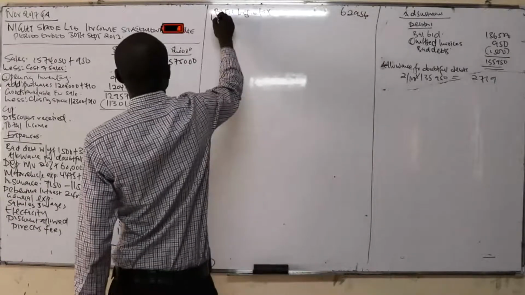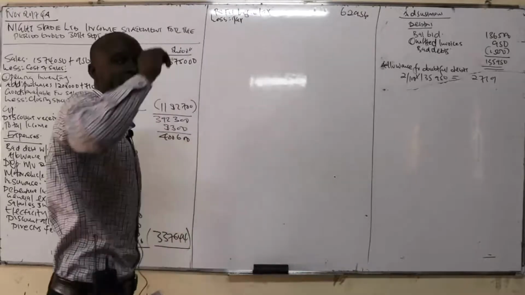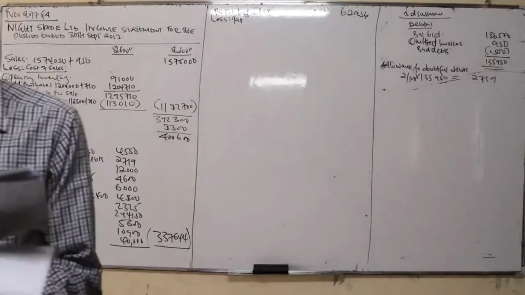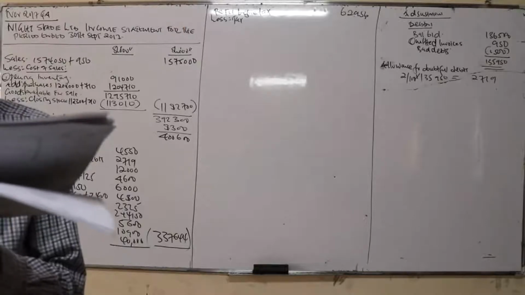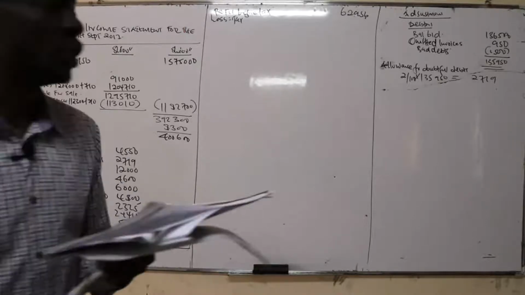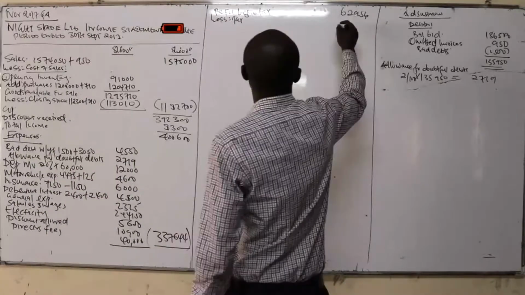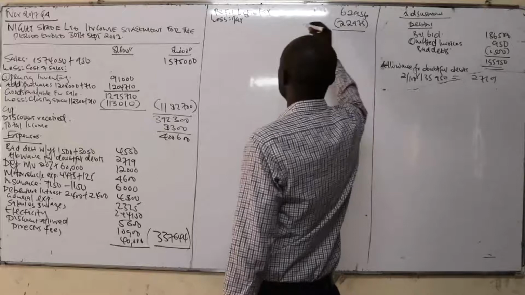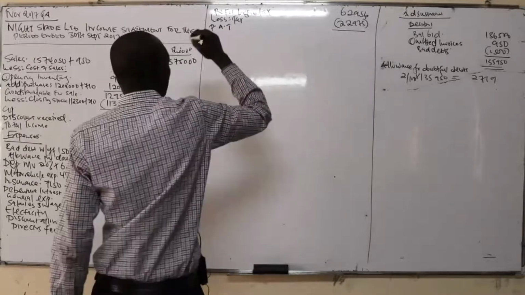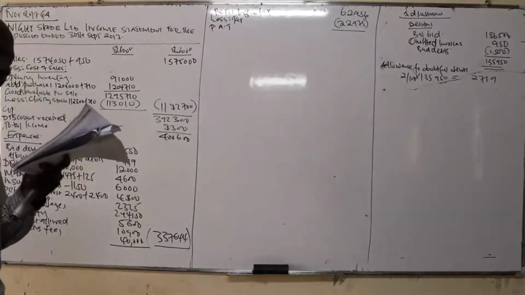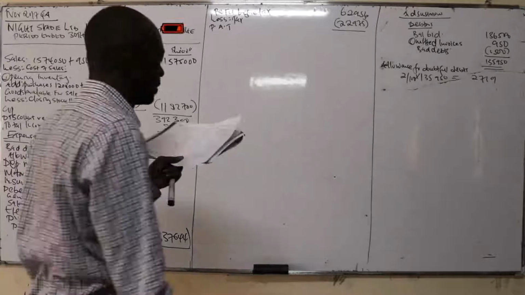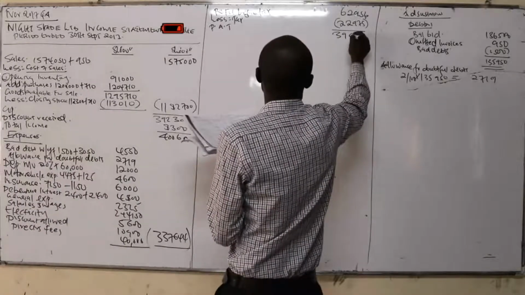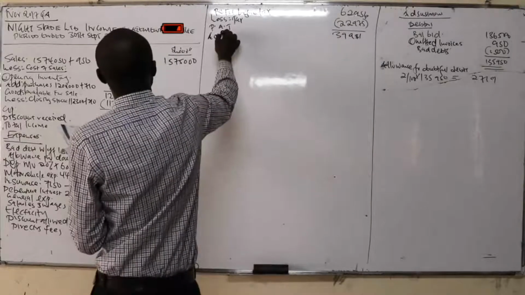62,950. And then we less tax. We said for tax, if you've not been given the value for tax, you take 30%, isn't it? So in this question, you've been given the value for tax, which is how much? Sorry? 22,970. So you less 22,970, and you get your profit after tax. What is the value for that? 39,980.